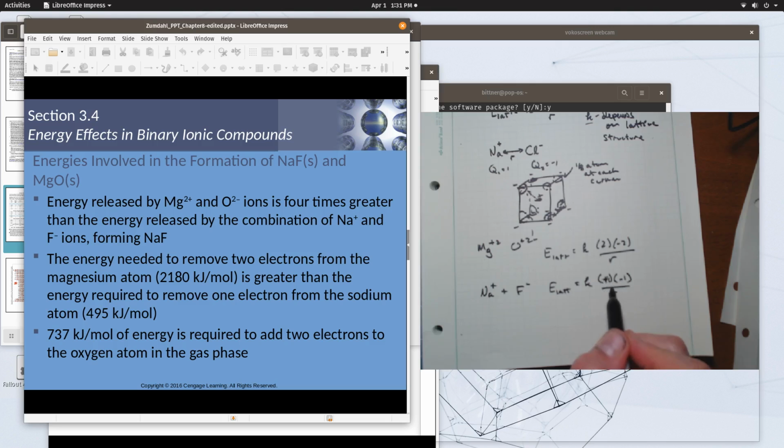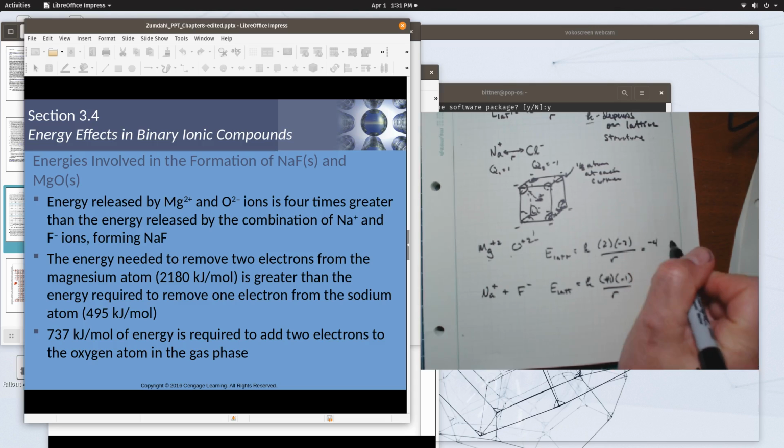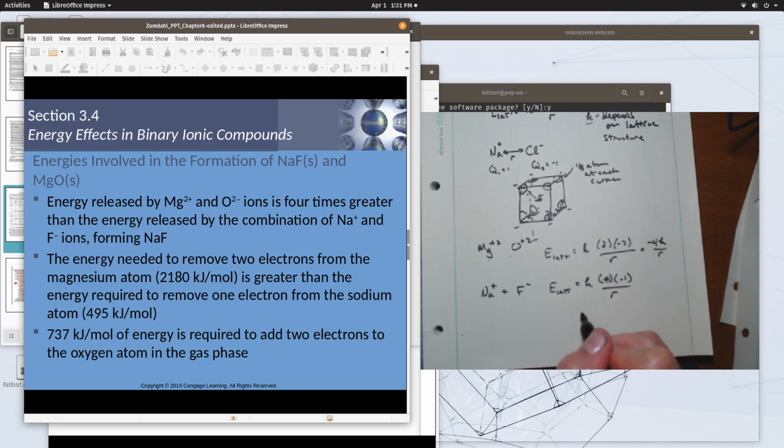This is a +1 and a -1, and so you could say that MgO has roughly 4 times. This is equal to 4 times minus K over R, and this is equal to minus K over R. And so this has 4 times more lattice energy than that. Okay, so you can estimate the stability and how hard something is by simply looking at its lattice energy. Is there a lot of energy required to form magnesium oxide versus sodium fluoride, or vice versa? And you can again follow this through thermodynamically, looking at the energy required to move electrons and so on.